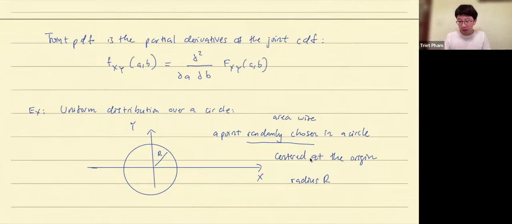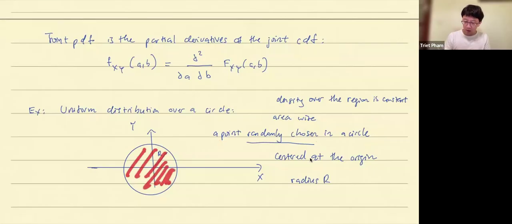What do I mean by that? What I mean is that the density over the region where you say it's uniform is constant. And what region are we looking at? We say we chose it randomly inside the circle, so the support is the circle.